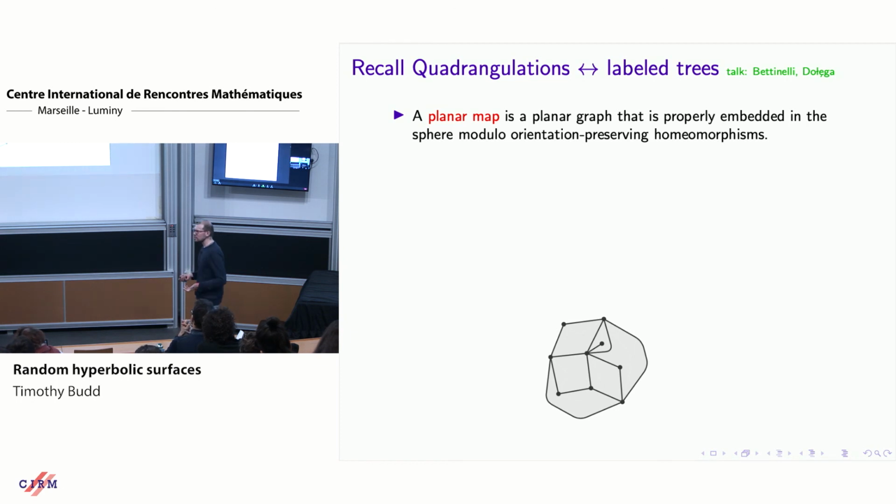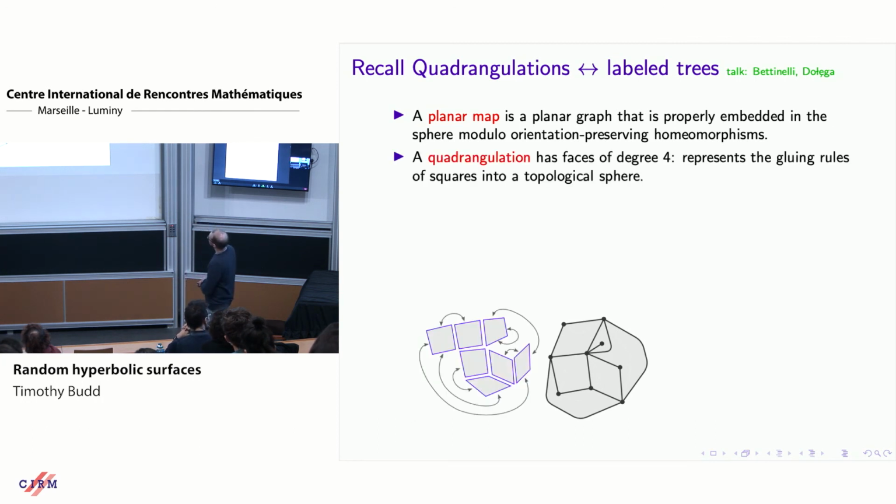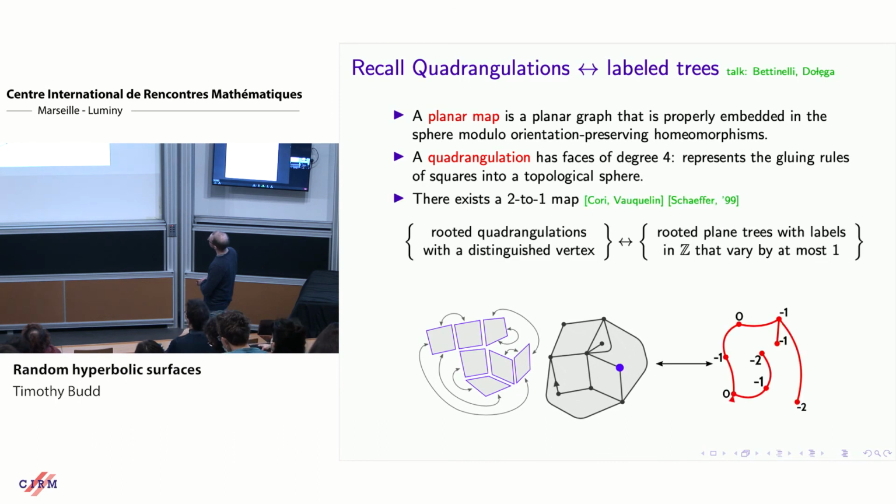So just to set the stage, why do we like trees? Well, we've seen yesterday already on these 2 occasions, in Jeremy's talk and also in Mathieu's talk, that trees play a very important role not only in enumerating maps, but also in studying their geometry. I'm not going to give a definition of a planar map nor a quadrangulation.